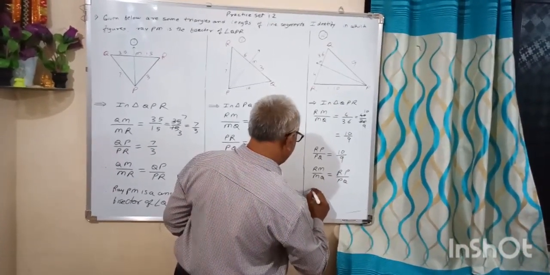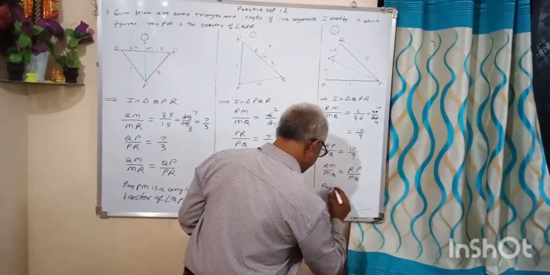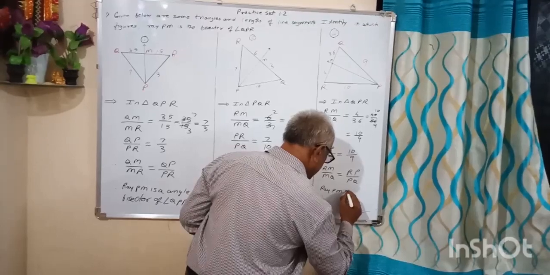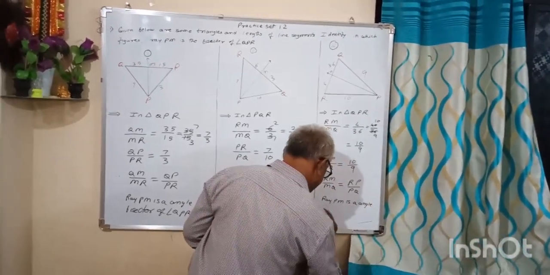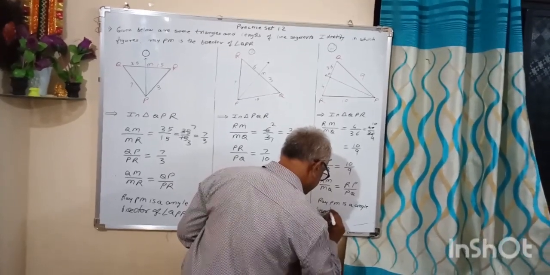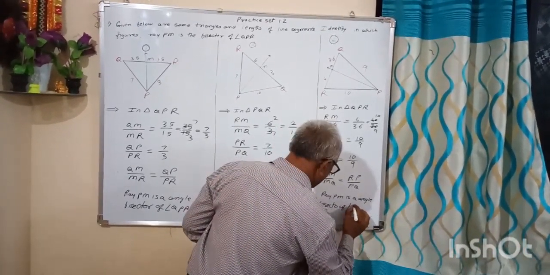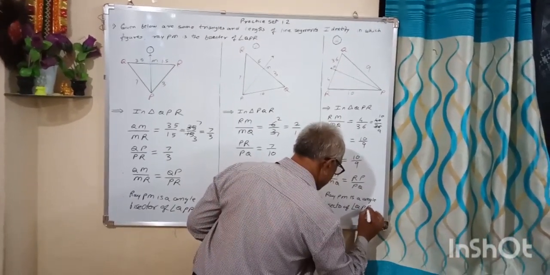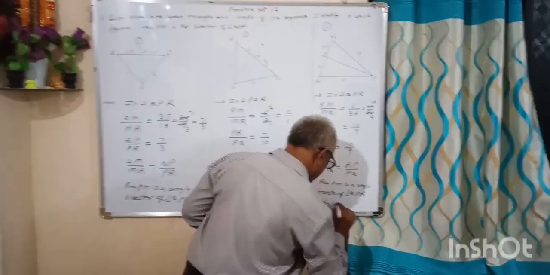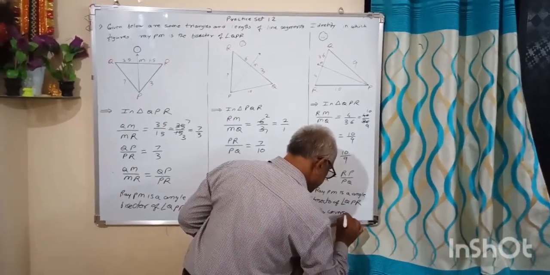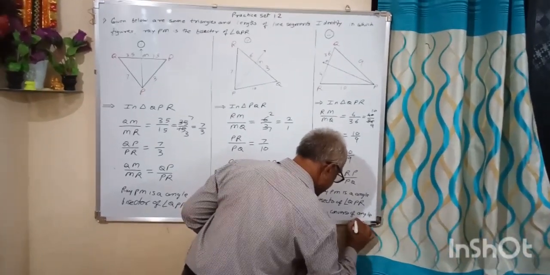Therefore ray PM is an angle bisector of angle QPR by the converse of the angle bisector theorem.